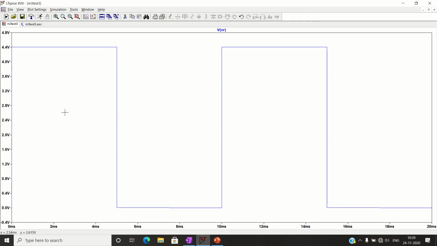So next, what we have got now is that it is switching from 0 to a positive value.